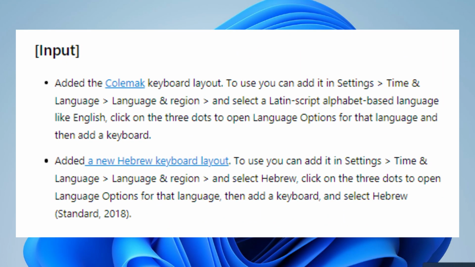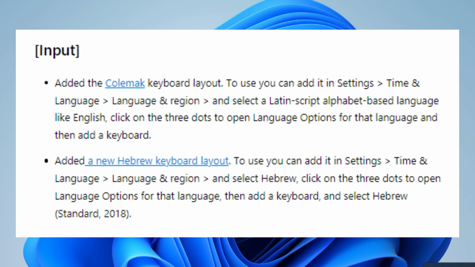Input. Added the Colemak keyboard layout. To use, you can add it in Settings > Time and language > Language and region, and select a Latin script alphabet-based language like English. Click on the three dots to open language options for that language and then add a keyboard.